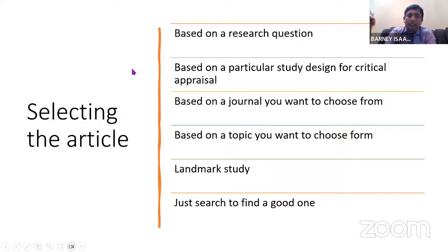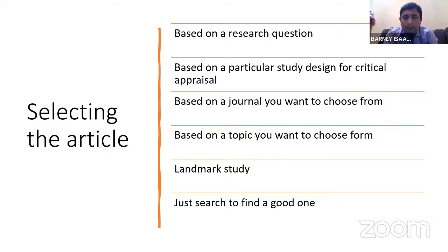So selecting the research article can be based on various methodologies. One is it may be based on a research question. You have an outbreak of diphtheria in your hospital, and you want to know if giving diphtheria vaccine would prevent the subsequent ENT specialists or the pediatricians from acquiring diphtheria, transmitting it to others, and so on. But it can be a research question that you have and you go and research.